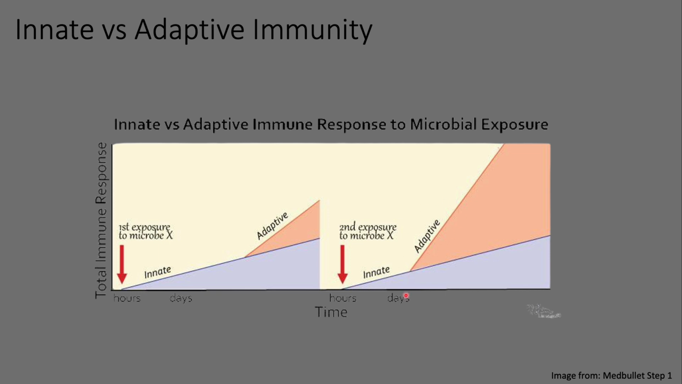Here we can see that it kicks in much sooner upon re-exposure. And we can see that it kicks into overdrive. It does it so much better. It will dispose of it quicker, faster, sooner, and better. So as we can see, it takes up a large portion of that total immune response. So we have memory that is being built with our adaptive immune response.